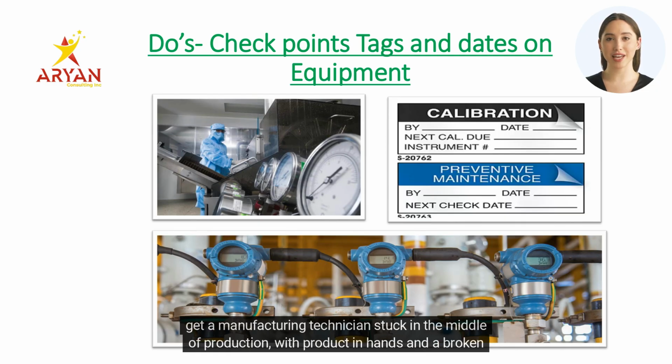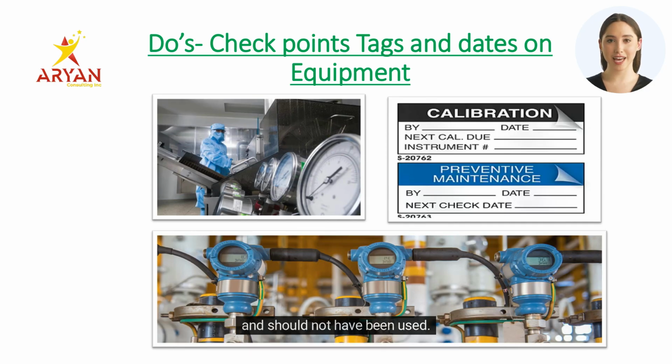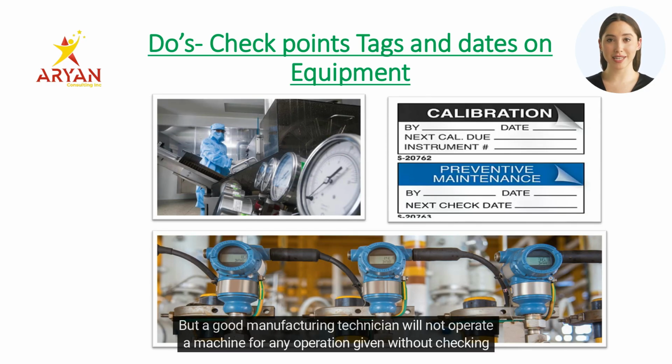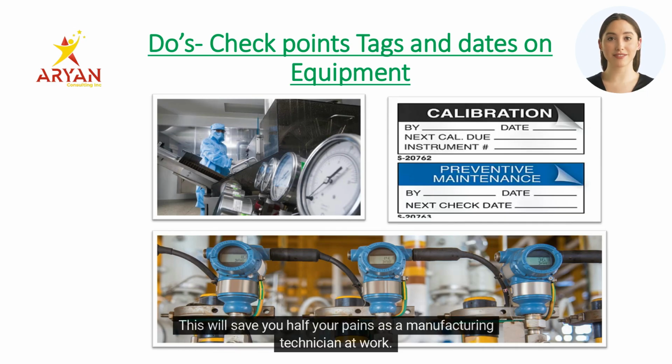This can get a manufacturing technician stuck in the middle of production, with product in hand and a broken machine in sight. All because a manufacturing technician failed to check that the calibration was not performed and the machine should not have been used. But a good manufacturing technician will not operate a machine for any operation without checking the calibration date. This will save you half your pains as a manufacturing technician at work.